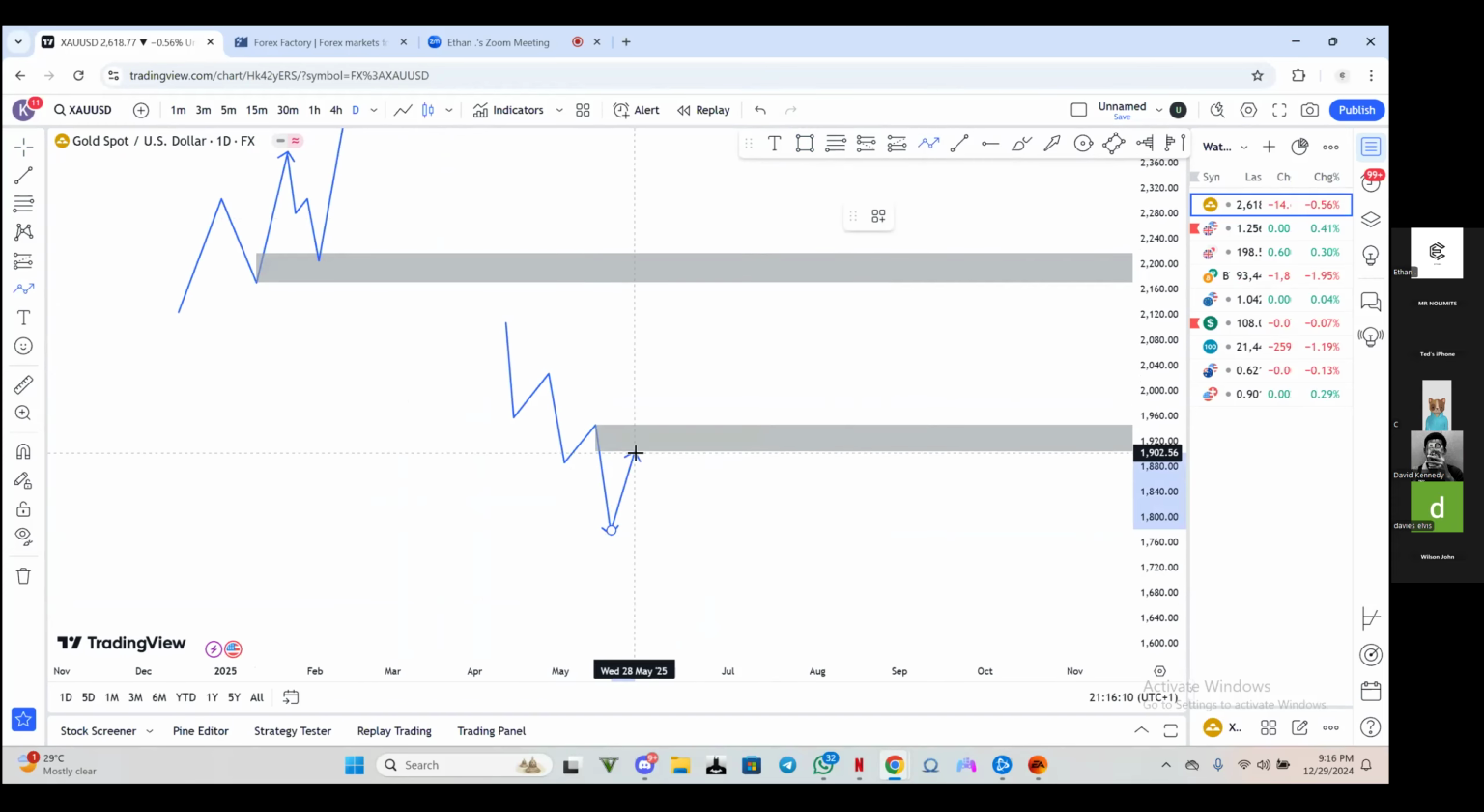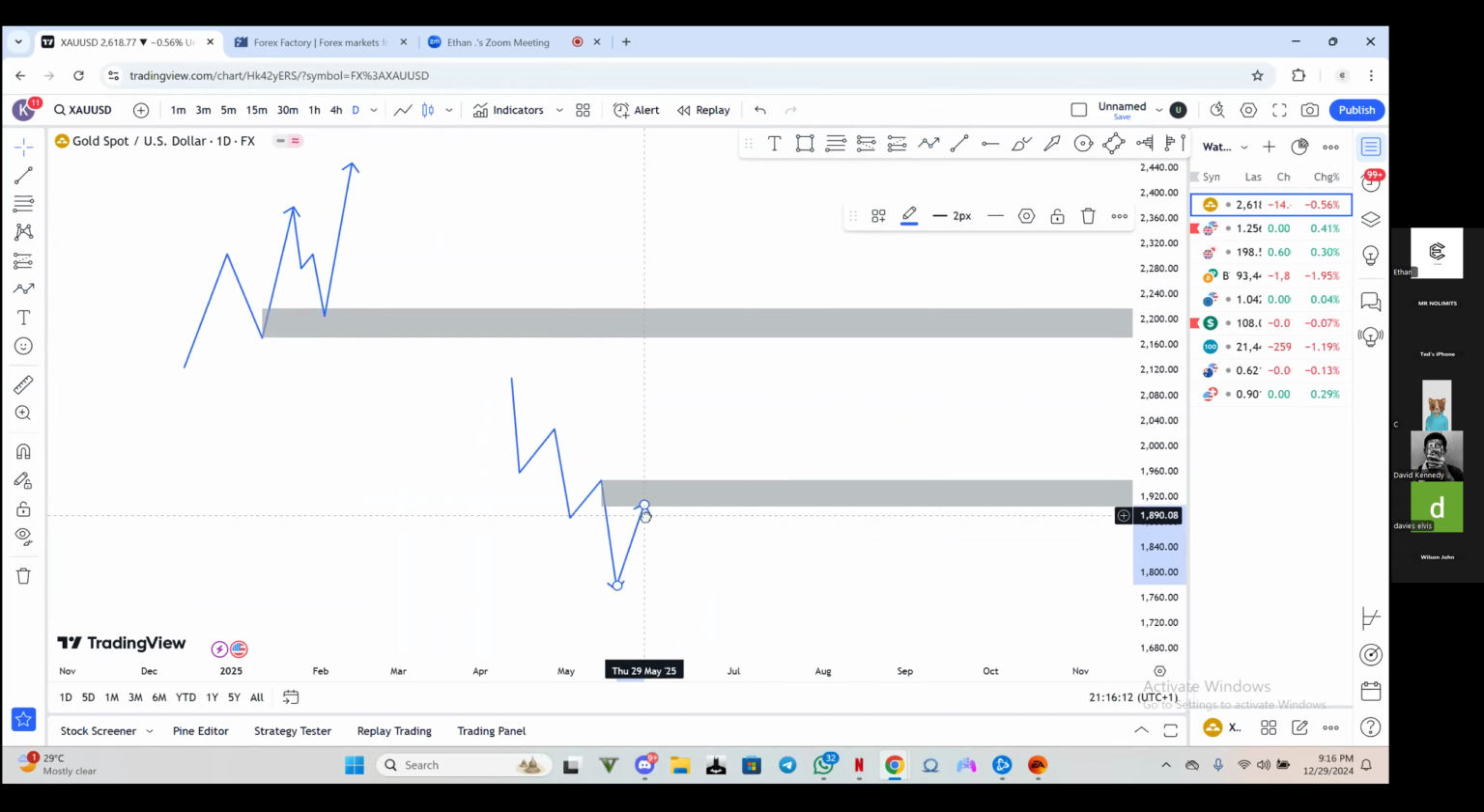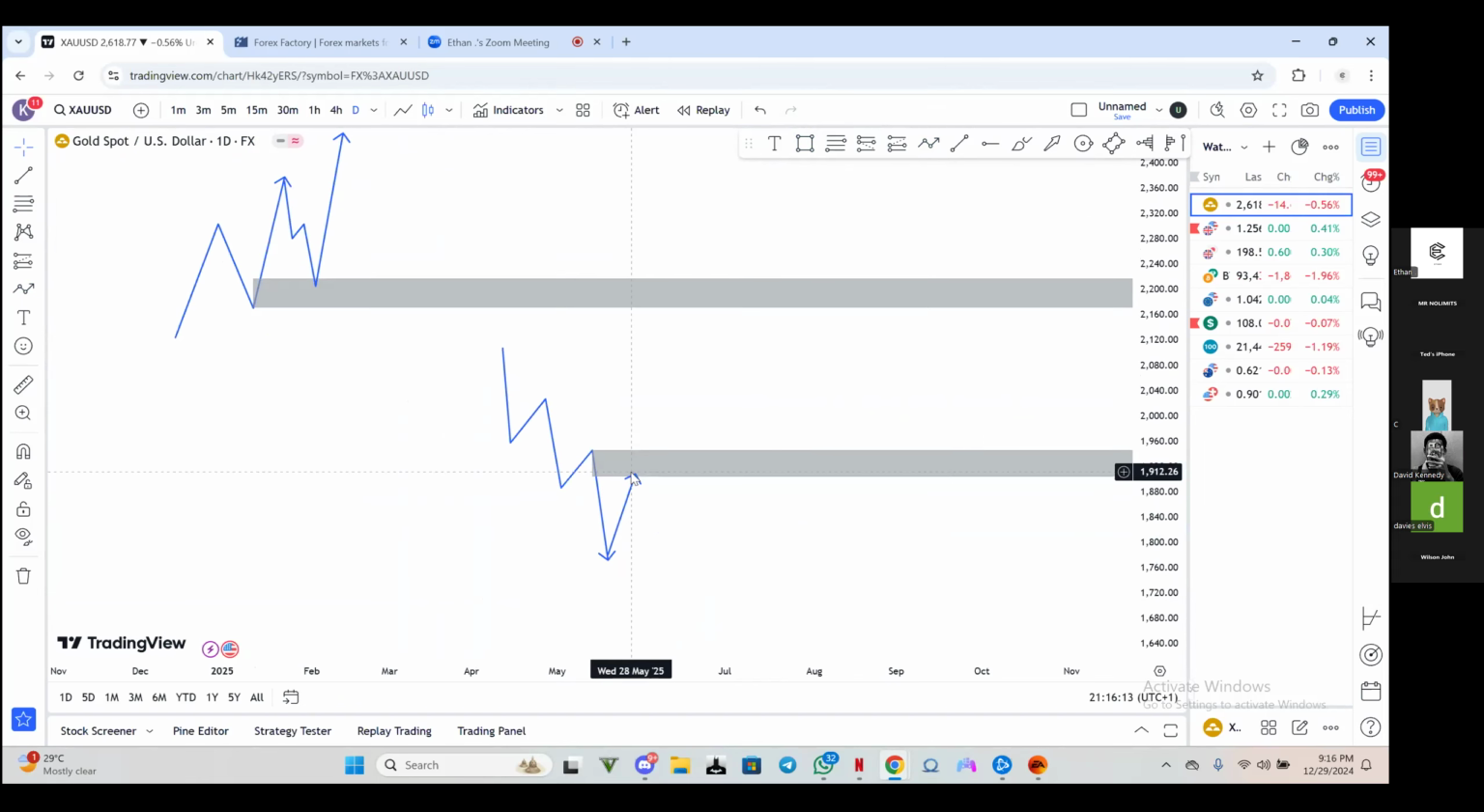Always wait for it to go back to your entry and enter the sell if it's in a bearish market, or always wait for it to go back to the demand zone to buy.